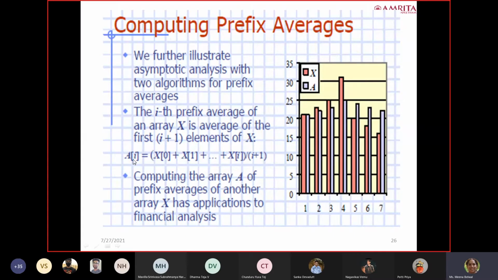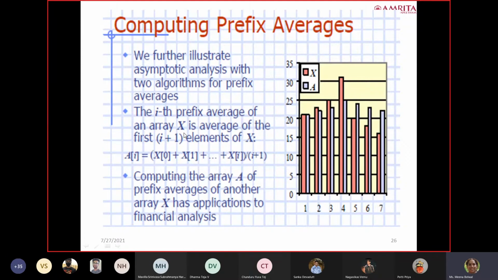So let us say i is equal to 1. So a1 is going to be x0 plus x1 divided by i plus 1. i is 1, 1 plus 1 is 2, okay? So what you are doing is, you are actually finding the average.